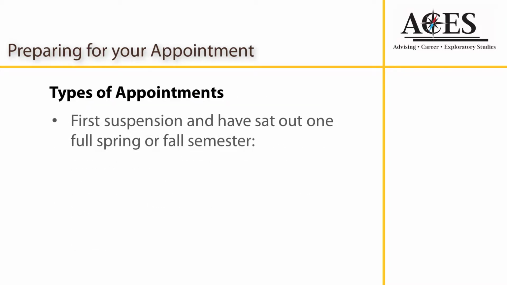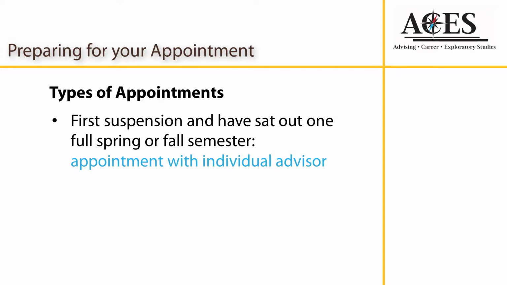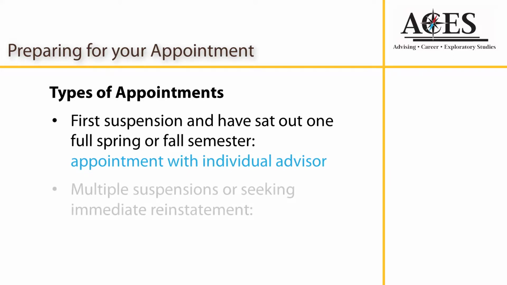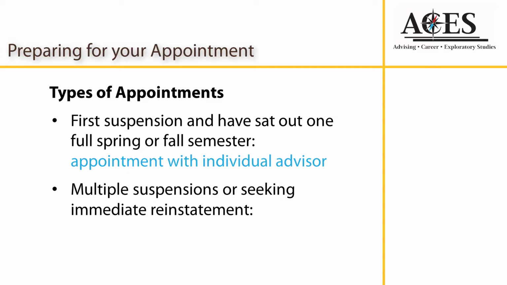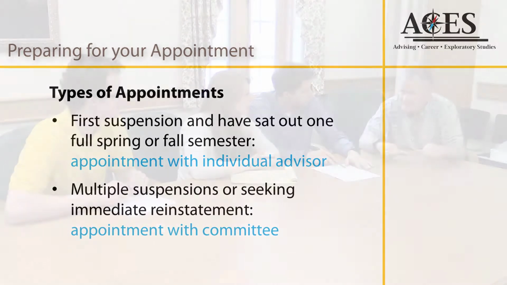If this is your first suspension and you have been away from UW for at least one spring or fall semester, you will likely have a one-on-one meeting with one of our academic advising professionals. If you have had multiple suspensions or are seeking immediate reinstatement, your appointment will take place with a panel of 3 of our advisors and a moderator. The panel will vote to either approve or deny your reinstatement.